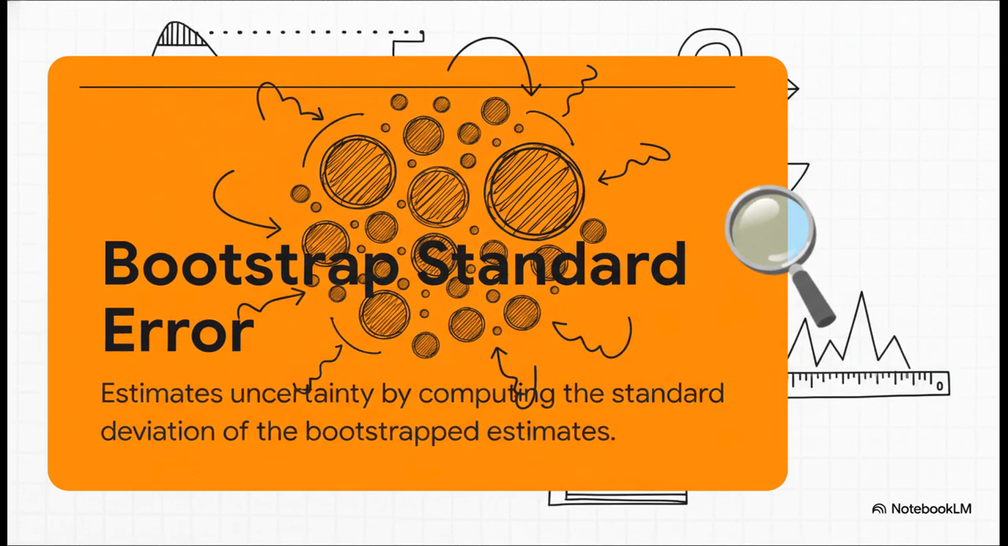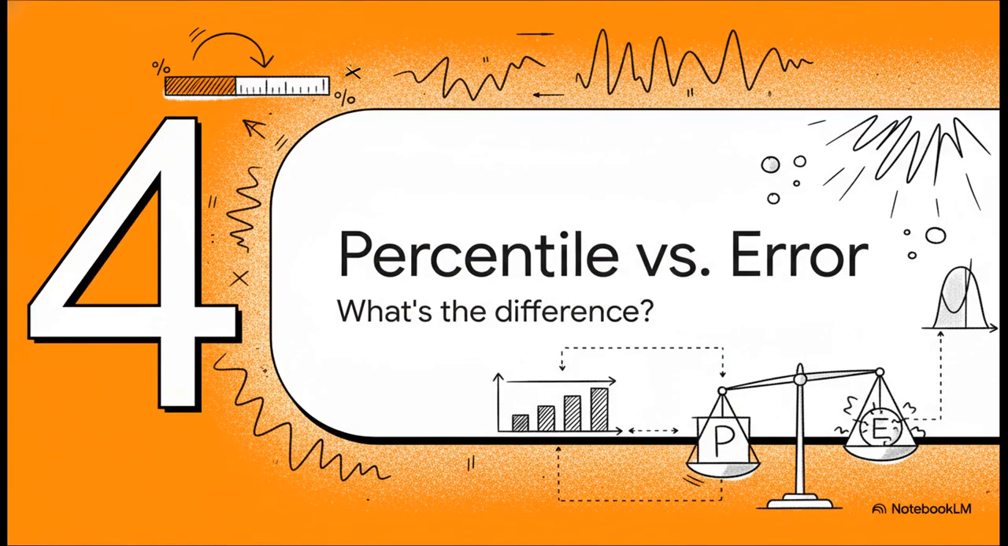The second method is the bootstrap standard error. Now this one's a little different. Instead of spitting out a range, it looks at all our simulated sweetness averages and calculates how much they typically wobble around the original value. It boils all that variation down to a single number that tells us, on average, how spread out our results are. A small number means our estimate is rock solid. A big number means it's kind of all over the place. So we have these two different tools. One gives us a range using percentiles, and the other gives us the single wobble number using standard error.